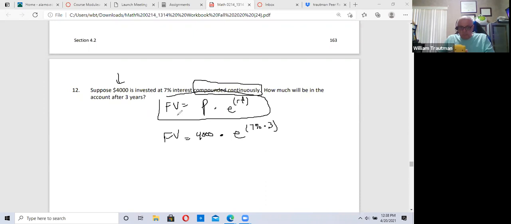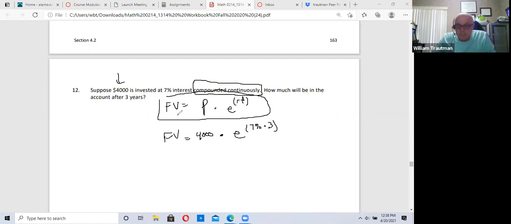So I'm going to put 4,000 times, and now you have to do the E. The E is right above the LN on your calculator. The E is right above the LN. On the far left, the third one, the second one below the second button. Second LN, which gives me an E, parentheses, 7% times 3.